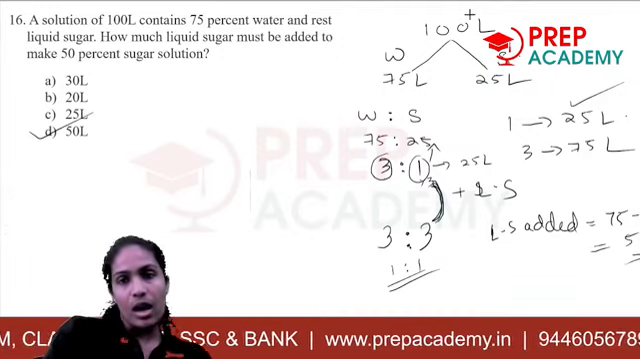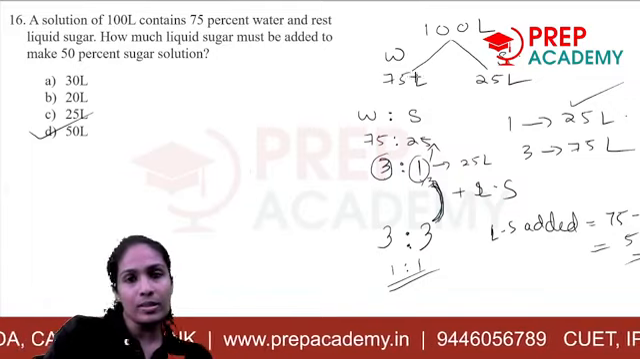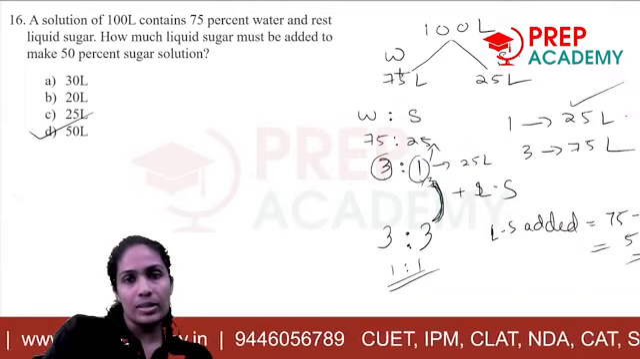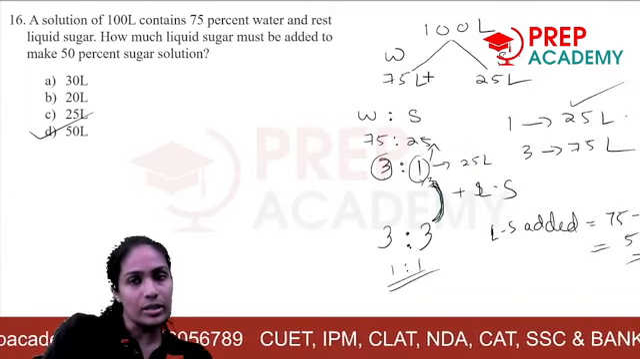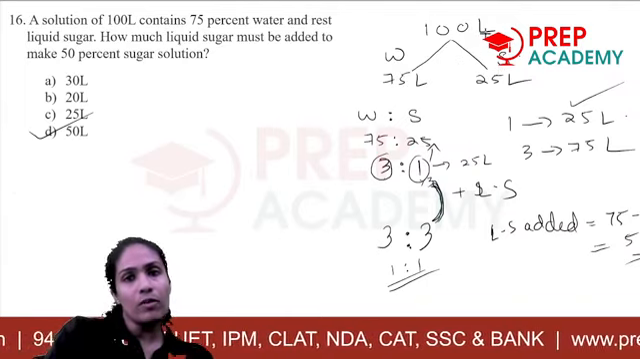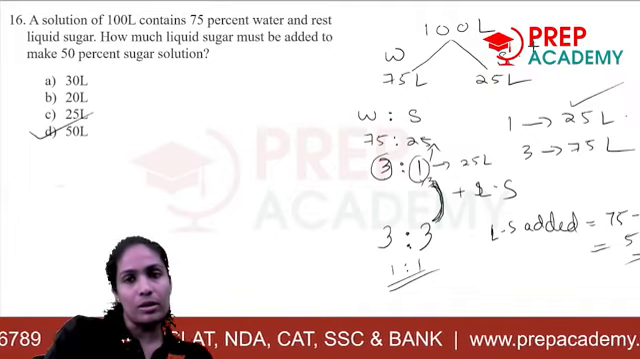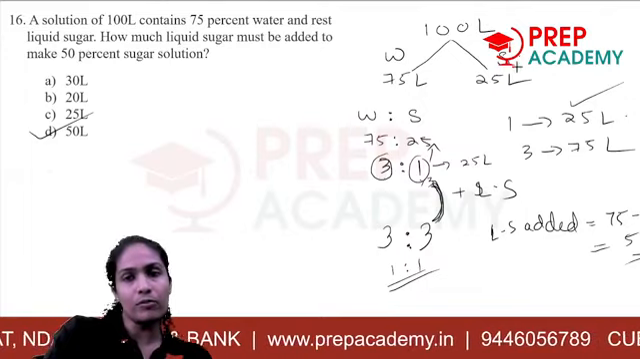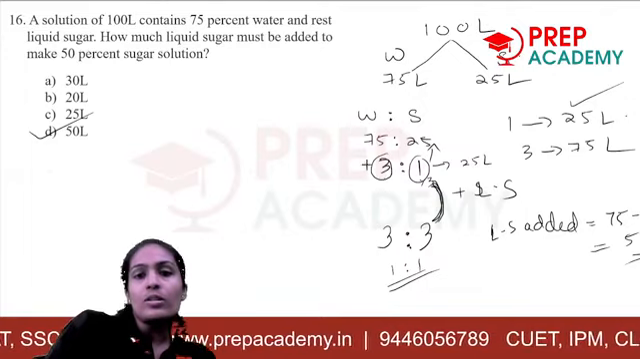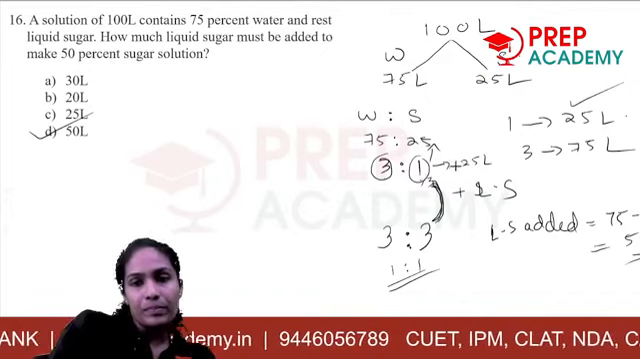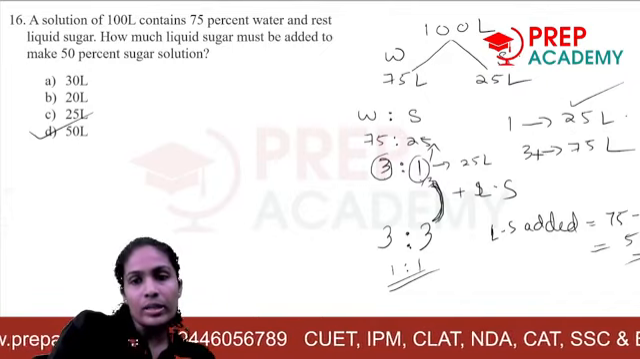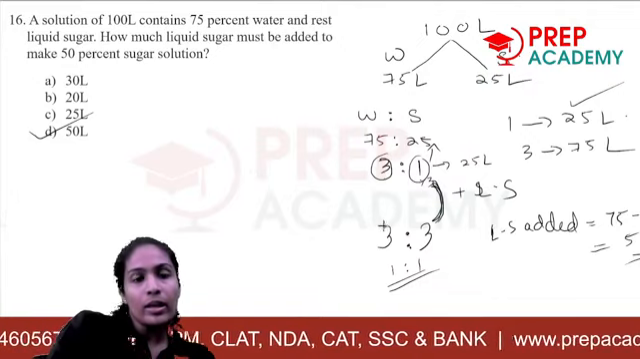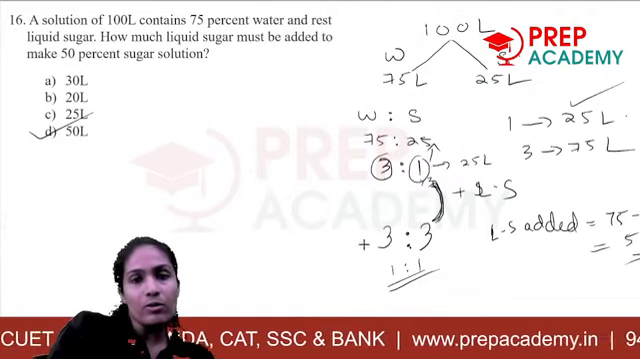So initially there were 100 liter, out of which 75% is water and the rest is liquid sugar. 75% of 100 means 75 liter, and 25% of 100 liter is 25, so 25 liter of sugar. On taking the ratio, it is 3:1. So our 1 represents 25 liter and 3 represents 75 liter. So you have to add liquid sugar so that the percentage is 50. That is, ratio is 1:1.